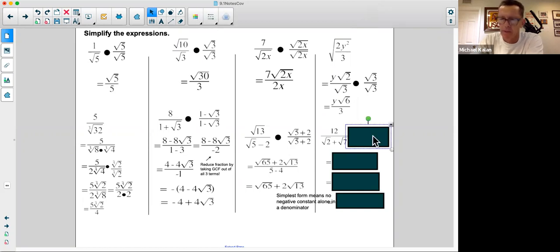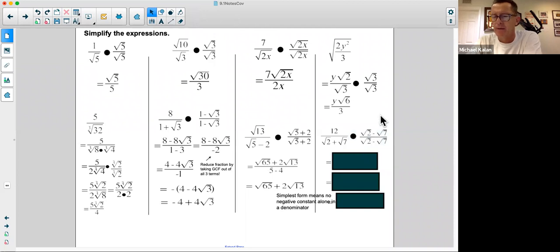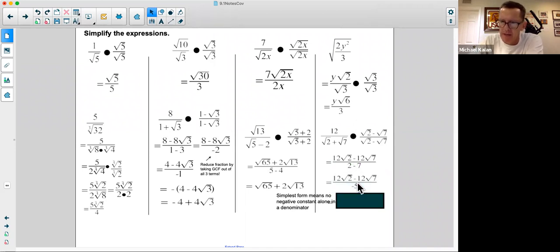Okay, so what are we going to multiply top and bottom by? The conjugate binomial, right? Okay. Distribute up top. 12 times root 2 is 12 root 2. 12 times negative root 7 is negative 12 root 7. FOIL, or realize it's conjugate binomial, so it's going to end up being first term squared minus the second term squared. And then 2 minus 7 is negative 5.